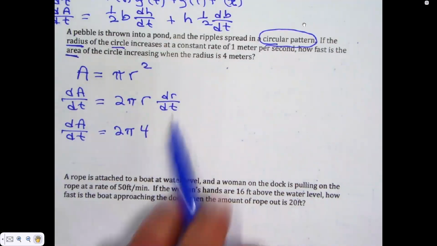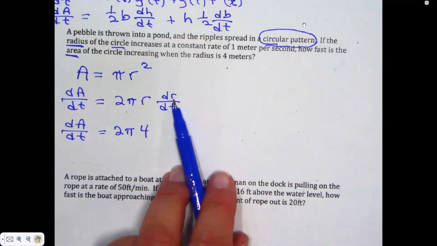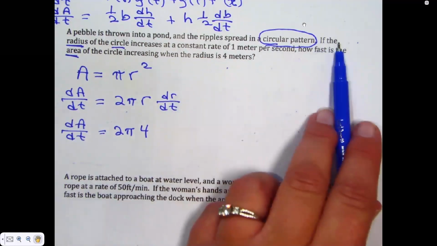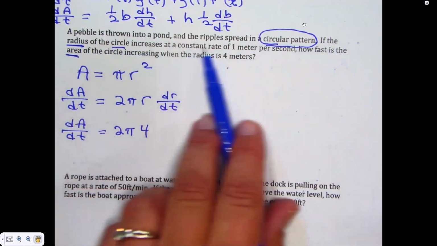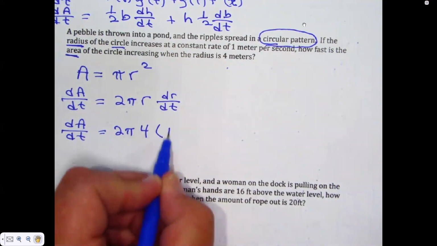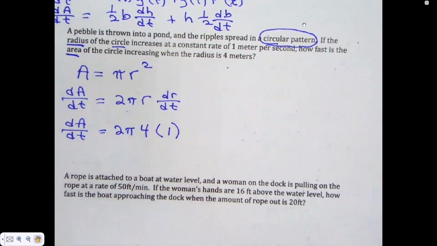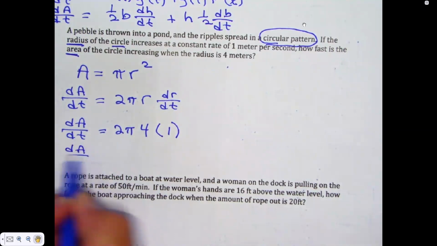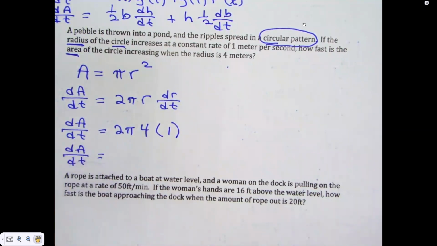Okay. Now, do we have anything about the rate of the radius? If the radius is increasing at a rate of 1 meter per second, so that goes in for what? That's a rate of the radius. Good. So this one, the rate dA dt is equal to 8 pi.